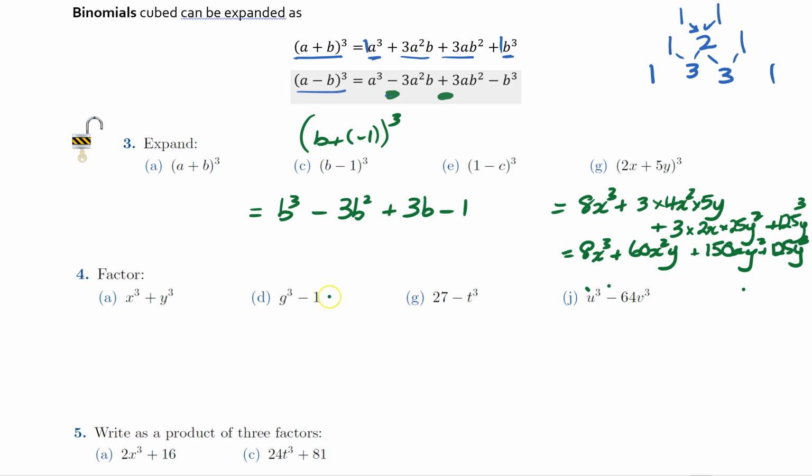So here we've got difference of cubes. G is cubed, 1 is cubed. I'll jump to this one just because it's slightly harder. 3 is cubed and t is cubed. So if I think about my difference of cubes, that's a 3 minus a t multiplied by a 3 squared, and the sign is now the opposite of this here, so 3 times t plus t squared. So just learning a pattern for those ones.